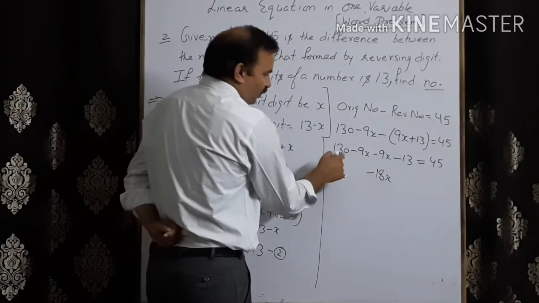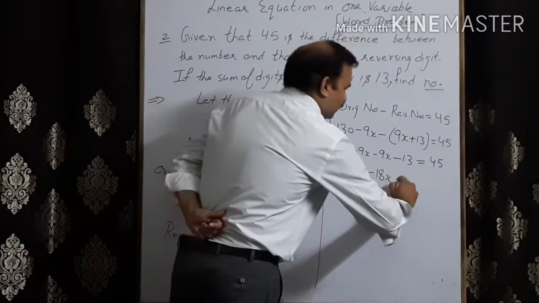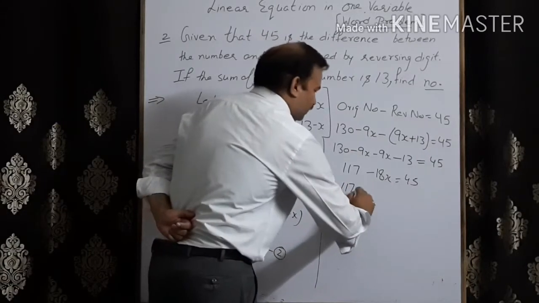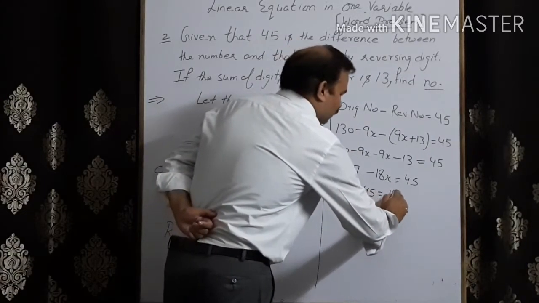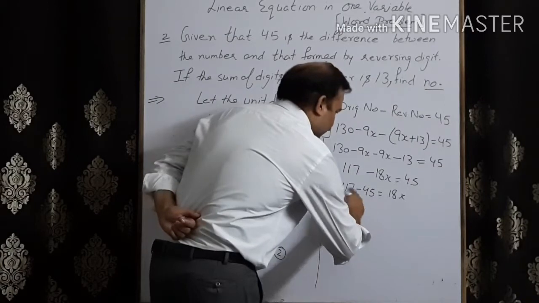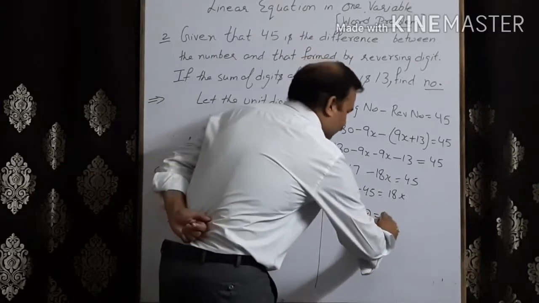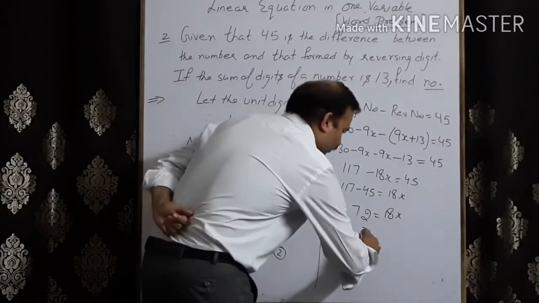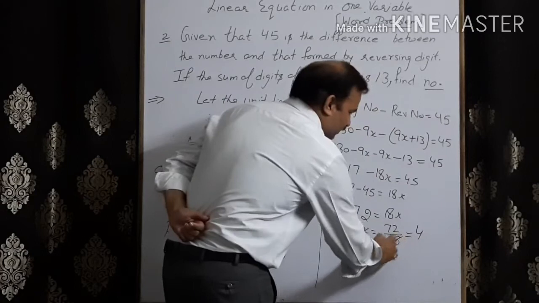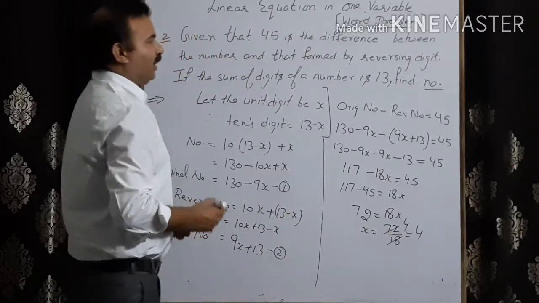Now let us solve this. 130 minus 13 will become 117, is equal to 45. Now let's find the value of x. This will become 117 minus 45 is equal to 18x. Now 17 minus 5 is 12... 11 minus 4, that is 7, so 72 is equal to 18x. It means we have got x is equal to 72 by 18. When you cancel, that will go to 4. So we got x is equal to 4, and we have to find the number.